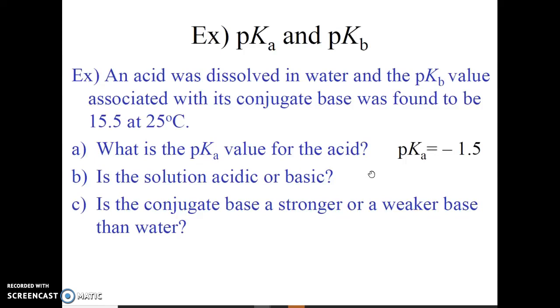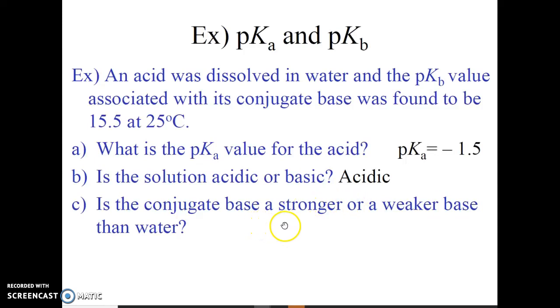Part B asks, is the solution acidic or basic? We know that it's acidic because the pKa value is less than the pKb value, at negative 1.5 for our pKa value versus the pKb value of 15.5, so we know that the solution is in fact acidic.